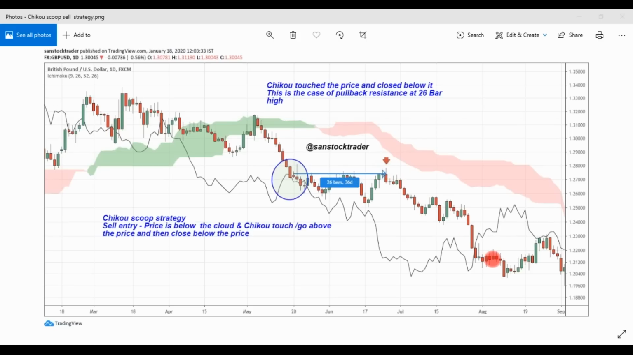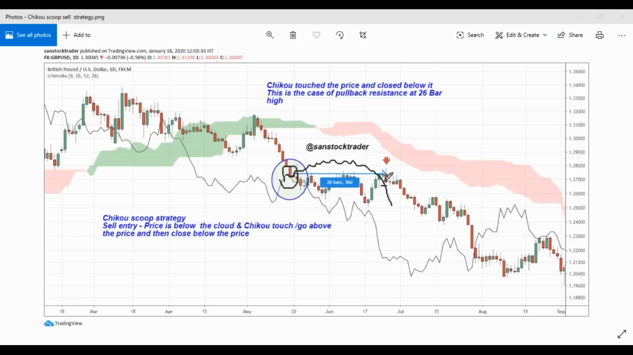Sometimes, instead of immediately getting rejected, Chikou may go like this, and after this Chikou comes down. This is also acceptable, but the base entry is when Chikou gets immediately rejected.